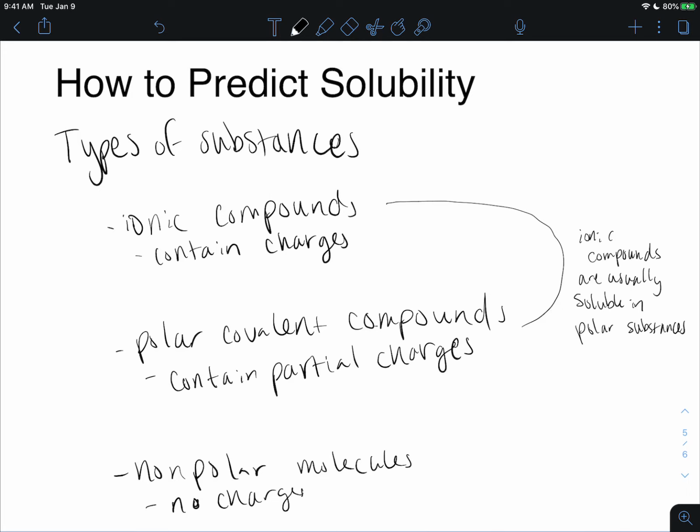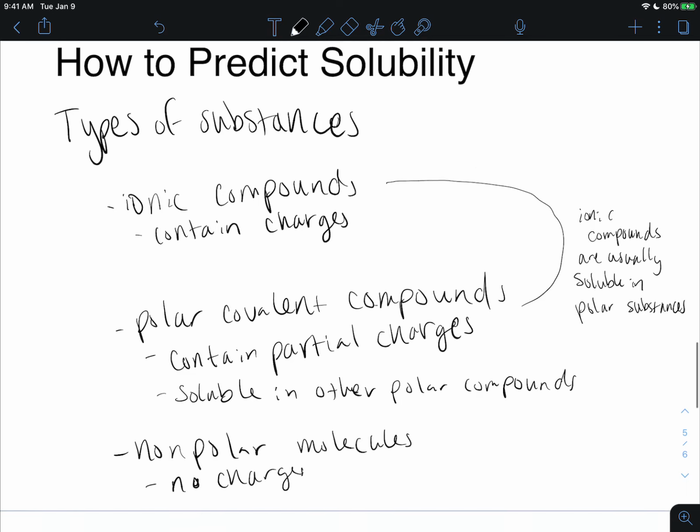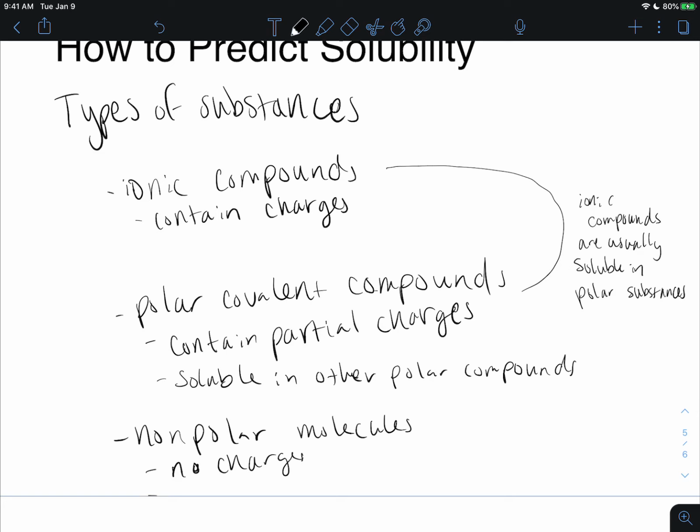And then polar compounds are usually soluble in polar compounds. So soluble in other polar compounds. And then nonpolar molecules soluble in other nonpolar molecules.